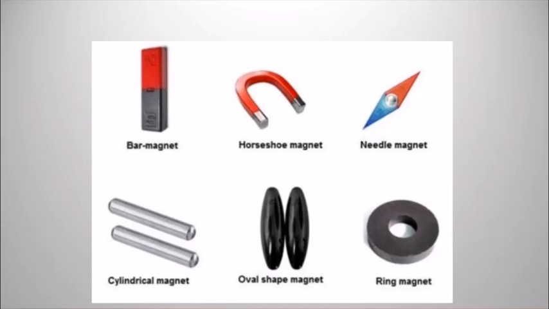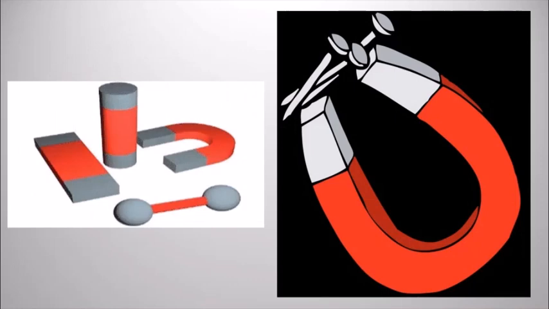If we look at the shape or size of a magnet, magnets exist in different shapes. For example, a bar shape is called a bar magnet. If it is in a horseshoe shape, it is called a horseshoe magnet. We have needle magnets, cylindrical magnets, oval shape magnets, and ring magnets. These are all different shapes of the magnet. The different shape and size of the magnet is used for different purposes. The shape and size depend on the purpose for which you have to use that particular magnet.